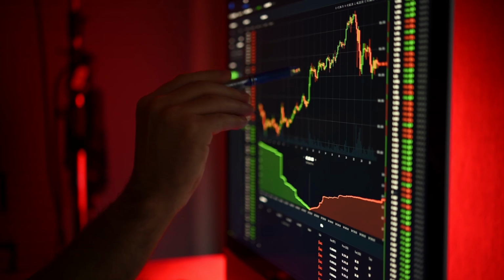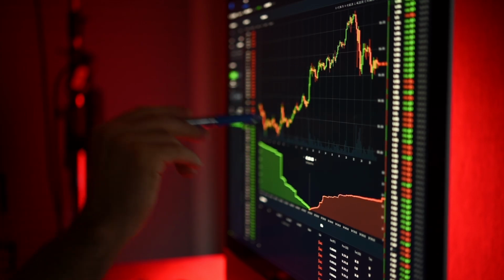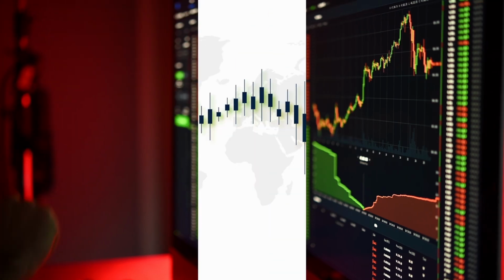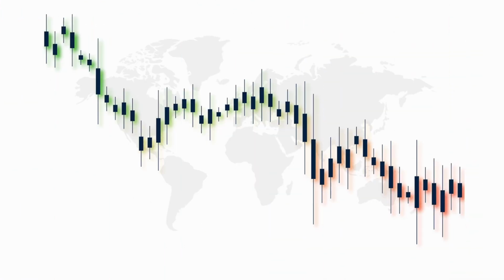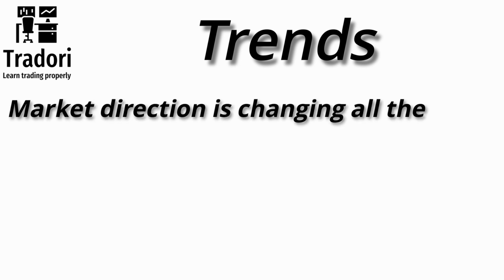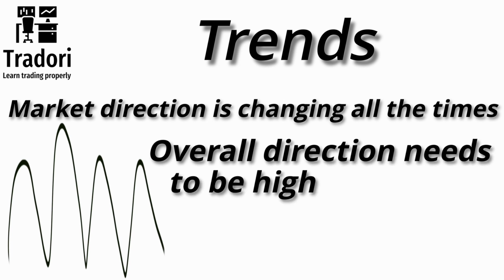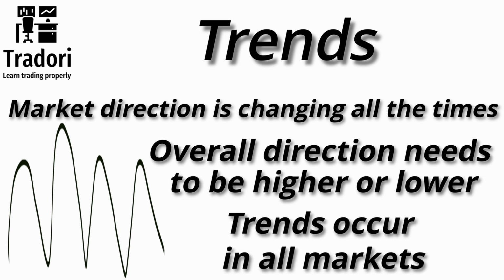To determine trend direction or its changing signs, traders use both price action, which is price movement on a chart, and other technical tools such as indicators or trend lines. Nothing moves straight up or down for long, so there will always be oscillations, but the overall direction needs to be higher or lower in order to be considered an uptrend or downtrend. Uptrends or downtrends occur in all the markets.